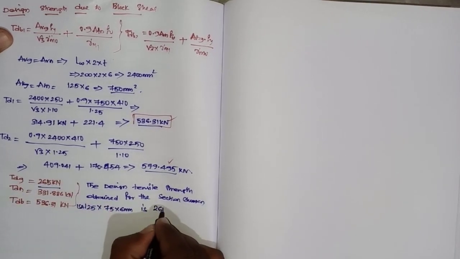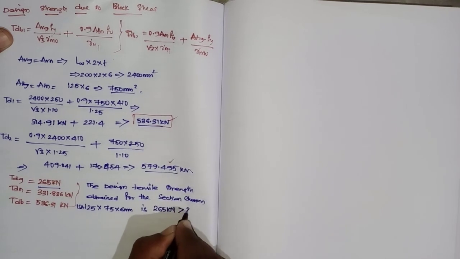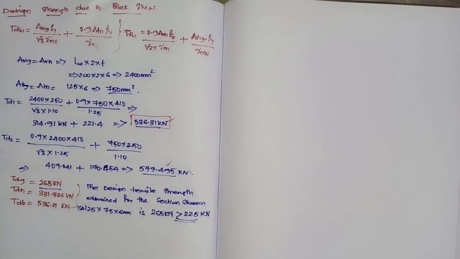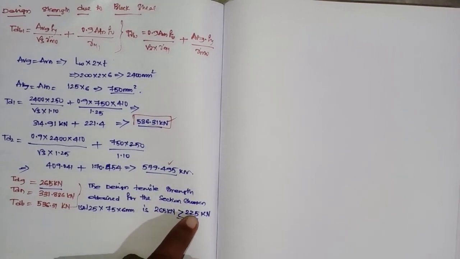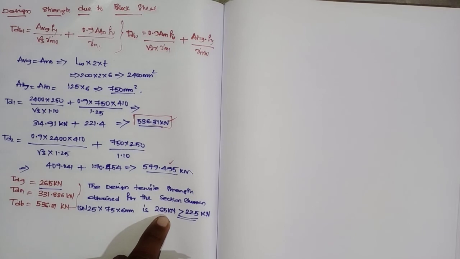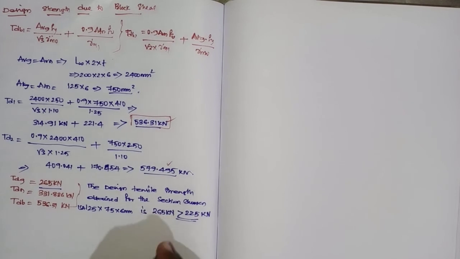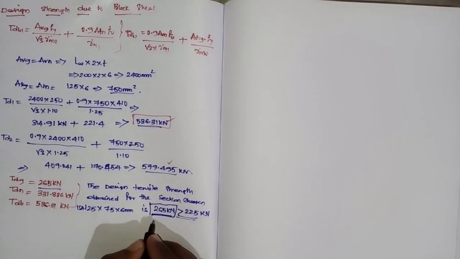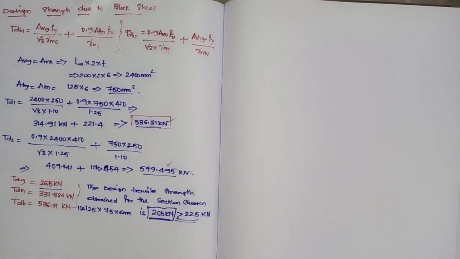So 265 kilonewtons, which is greater than 225 kilonewtons, hence our section chosen is satisfying the load, it can bear more than 225 kilonewtons. Actually axial load is how much? 150, but we have factored it and designed it, and after that we have chosen one section and calculated its design tensile strength. That value is greater than 225, hence our section chosen is sufficient.